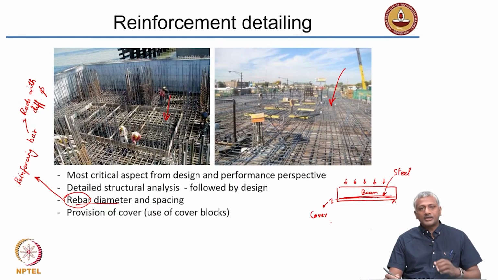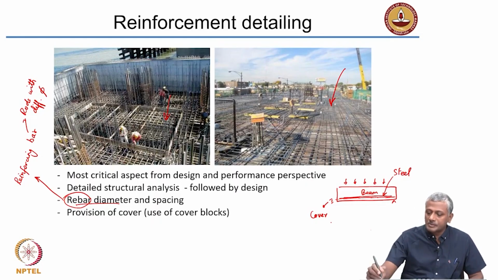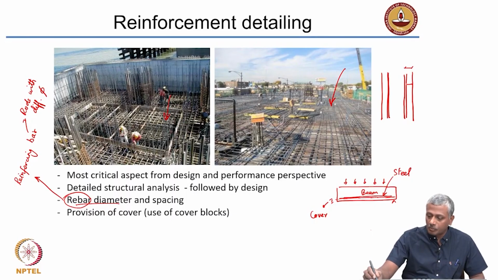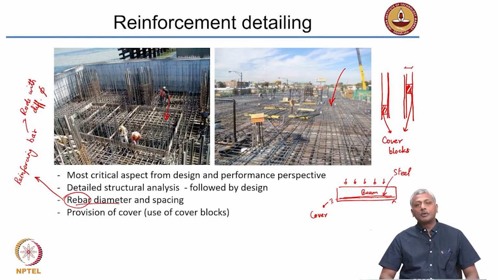And how do we actually get this cover on site? What we do is, supposing this is your formwork and that's the reinforcing steel inside, to ensure that the steel stays a safe distance away from the surface, we place these blocks called cover blocks, which have a thickness equal to the thickness of the cover that you want to provide in the structure.